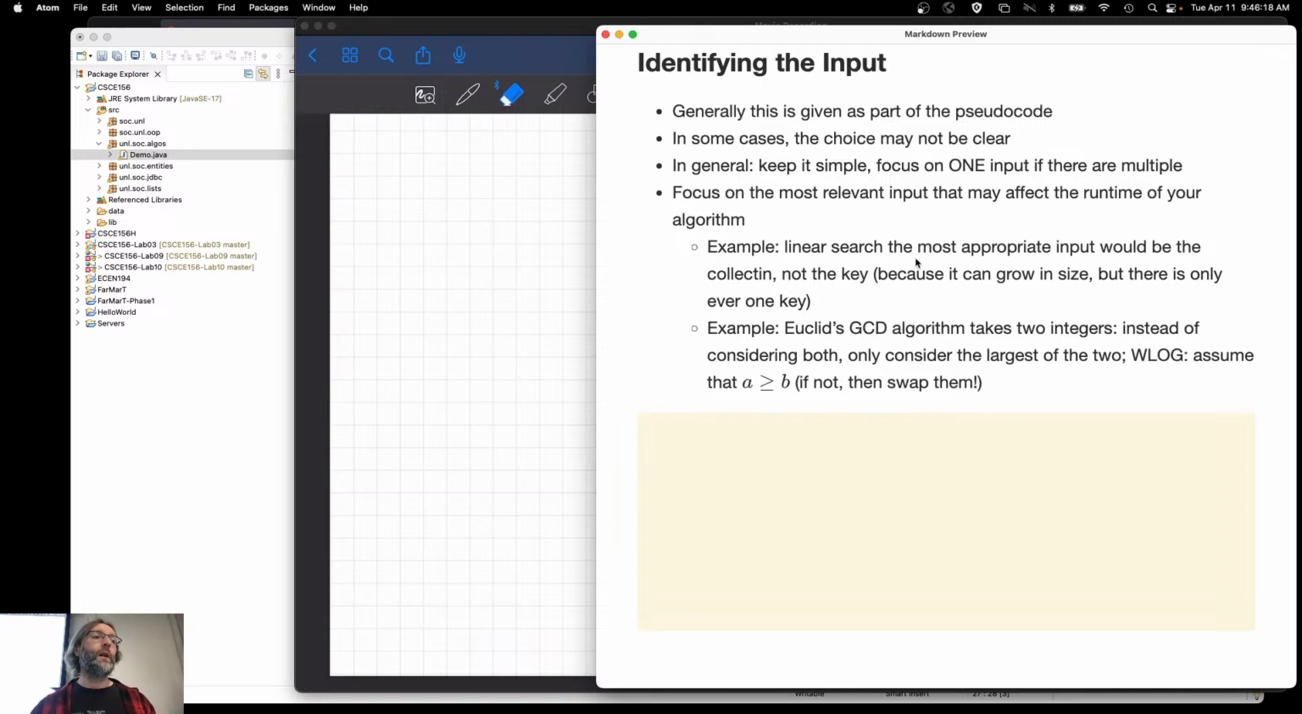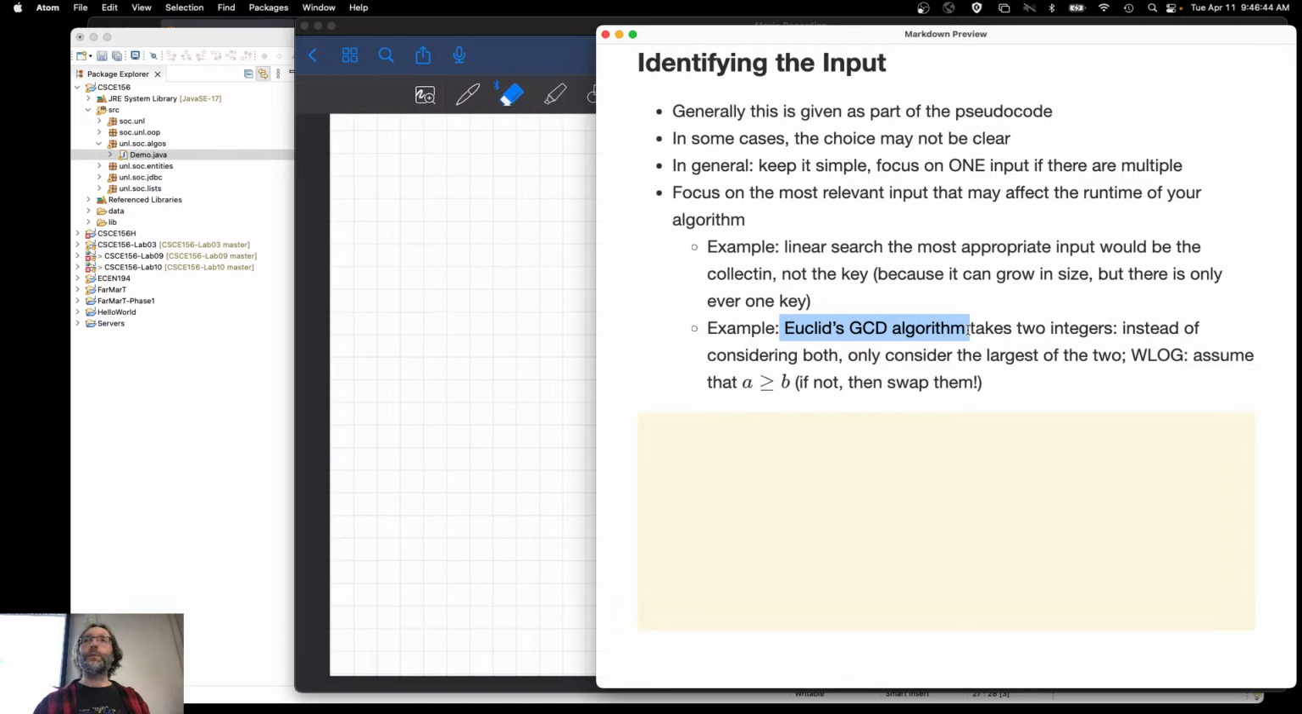For example, linear search. You remember linear search? Here's your array, here's your key. Search this array for that key, the needle in the haystack. I have 2 inputs here, a key and then an array or a collection. Which one is most appropriate? The collection, because it can grow in size. And there's only ever one key.